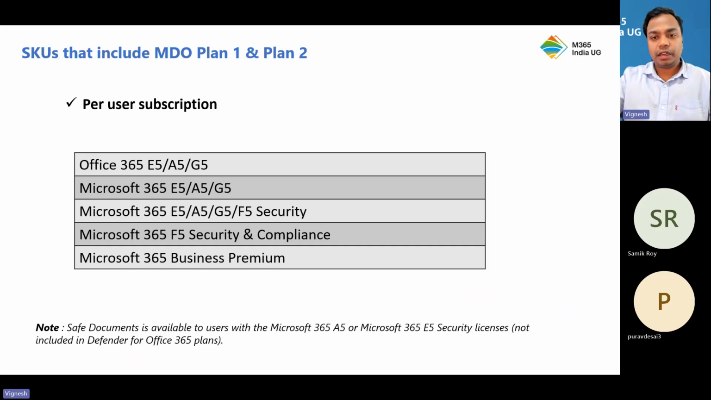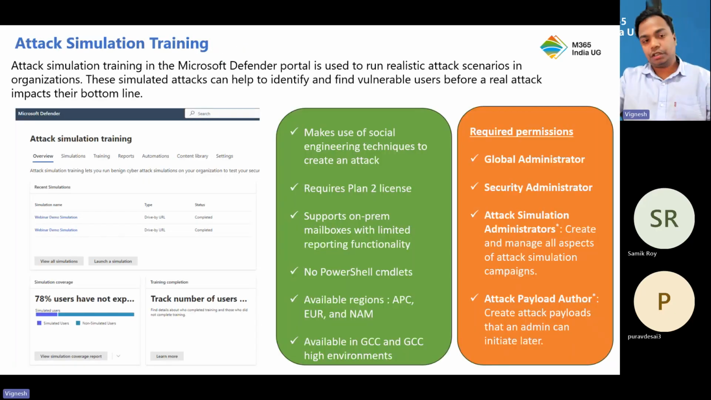All right, with that being said, let's talk about attack simulation training, which is a Plan 2 capability. Attack simulation training is a tool, or a capability, which is part of your Microsoft Defender for Office 365 Plan 2, which helps you run realistic attack scenarios in your organization. When I say realistic attack scenarios, these are not real attacks. These are simulated attacks that can help identify vulnerable users before a real attack impacts your bottom line. What I mean by this is, oftentimes in your organizations you would receive an email which more or less looks legitimate.